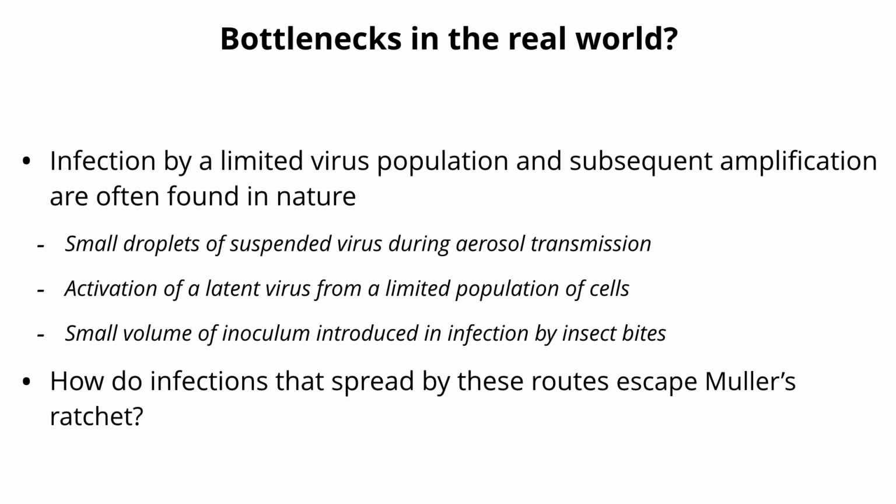Activation of a provirus or a latent virus from a limited number of cells. Activation of herpes simplex virus from a peripheral ganglia. It's a single genome which is being amplified, similar situation. Or when you are bitten by an insect, you don't get a lot of virus by that. So there are lots of examples of this. So you may be asking, well, okay, there are situations in nature where you get a little bit of inoculum. How do we get around that? Because obviously viruses do well in nature.